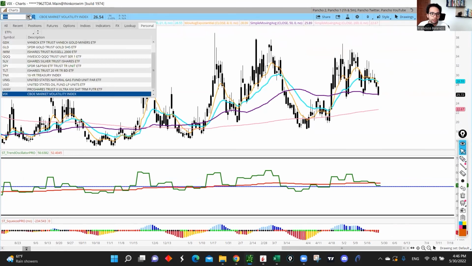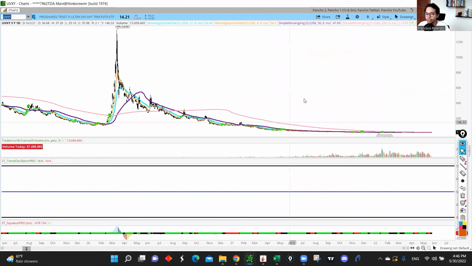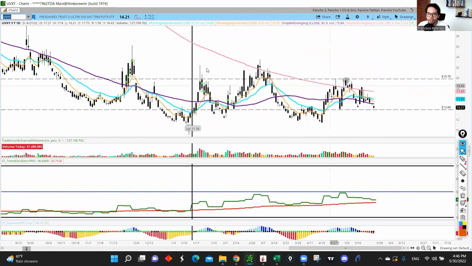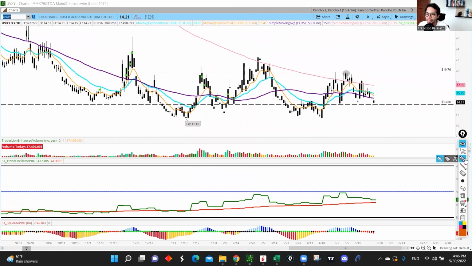And then finally, let's take a look at the UVXY, which we have right here. Let me remove this right here. You can see that the UVXY has been trending for a long time right here, and it makes sense, right? Since the market was trending to the short side.